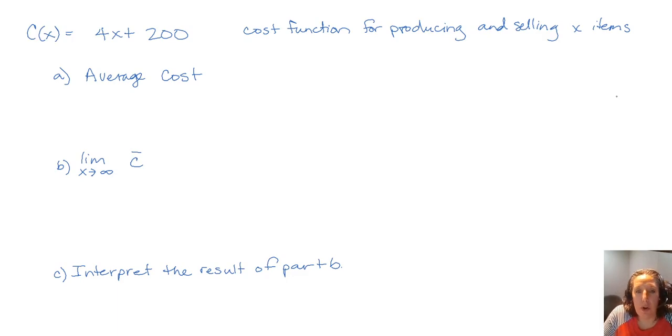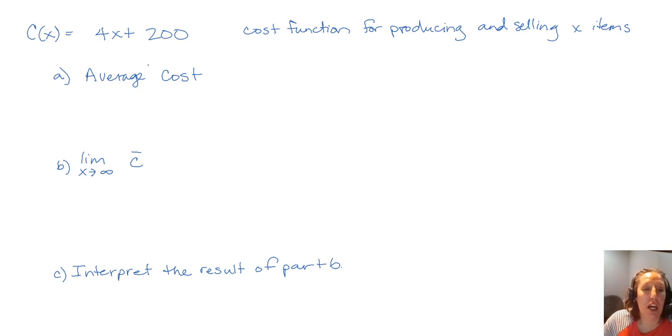Hello, in this video we're going to look at an application of limits at infinity. So we have the cost function here, c of x equals 4x plus 200, and this is giving us the cost in dollars for producing and selling x items. Don't really know what the item is, it really doesn't matter in this case.